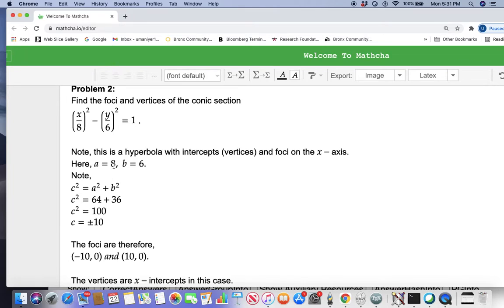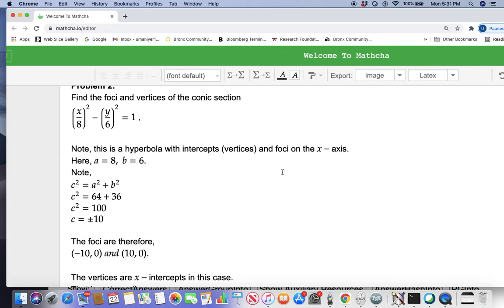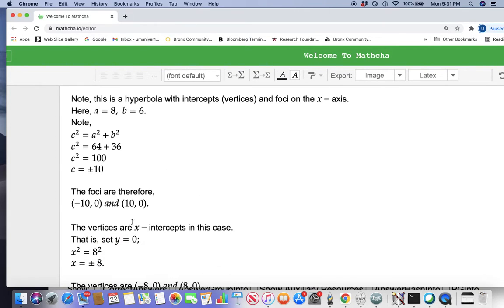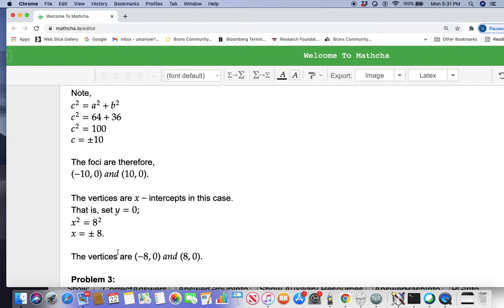A equals 8, b equals 6. For a hyperbola, c squared is a squared plus b squared. 64 plus 36, 100. C is plus or minus 10. The foci are on the x-axis because a went with x. So negative 10, 0 and 10, 0. Vertices are the x-intercepts. They are given by a, plus or minus 8. So those are your vertices.